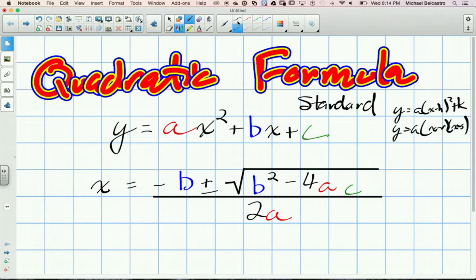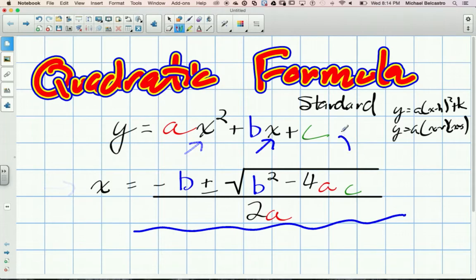Now the whole point of this quadratic formula is to solve for what x equals, or the x-intercepts, when y is equal to 0. So you're really looking for x-intercepts, and this formula will help you solve it when you're in standard form, because it's really hard from standard form to find out what the x-intercepts are. It's really easy in factored form to do it.